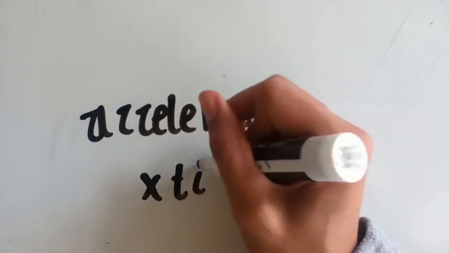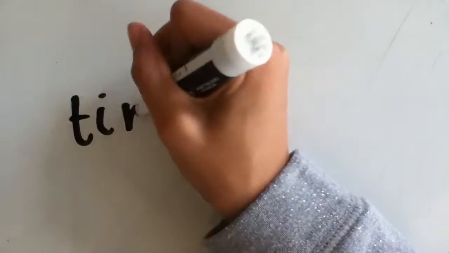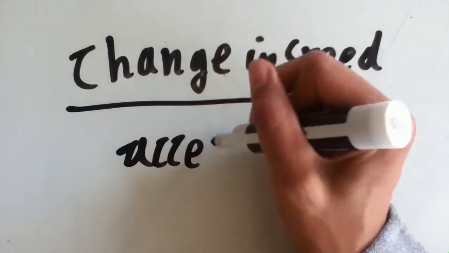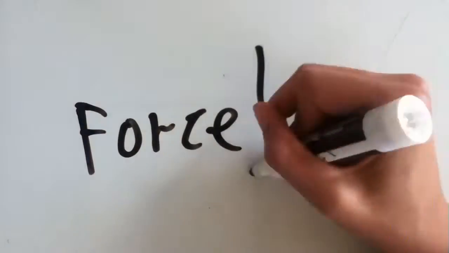You can rearrange the equation as well to work out the change in speed. Change in speed is acceleration times time taken. And you can also work out time taken. Time taken is change in speed divided by acceleration.